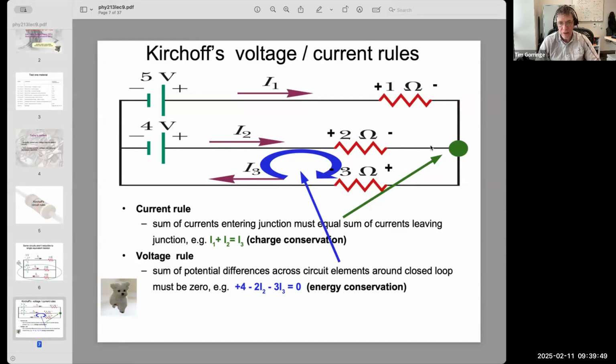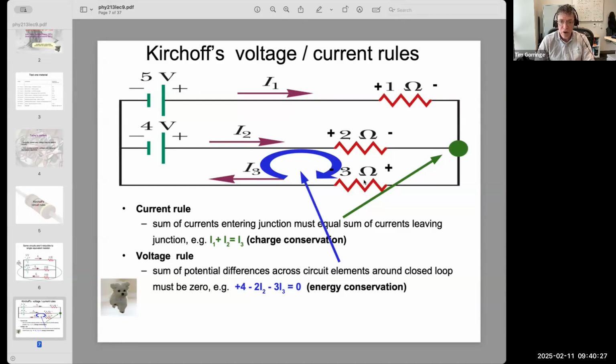Keep on walking. I'm going to finish my trip. I keep walking towards the right, I reach the end of the circuit over here on the right, and then I start heading back down the lower arm because I want to complete the loop. As I'm walking towards the left on the lower arm, I meet another resistor. That's going to be another change in potential. The change in potential in this 3-ohm resistor is, again according to Ohm's law, the current times the resistance. So it's 3I3, 3 ohms times the current I3.